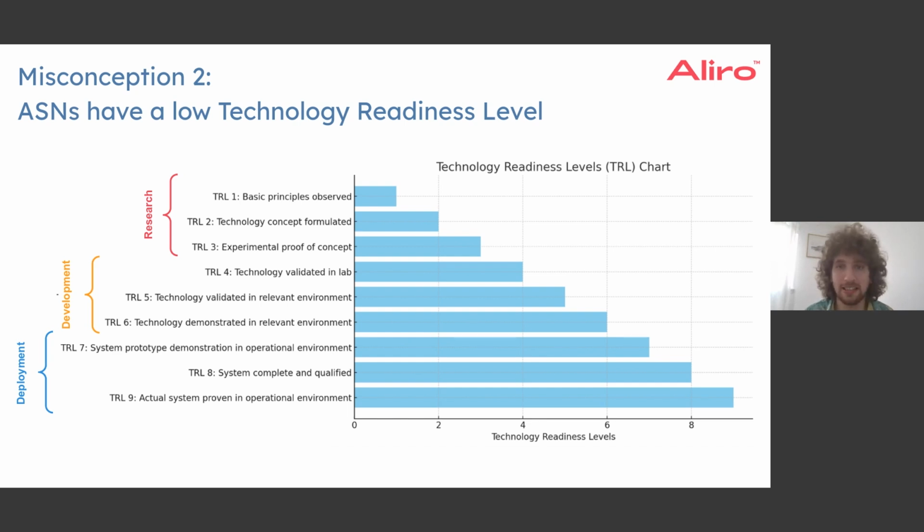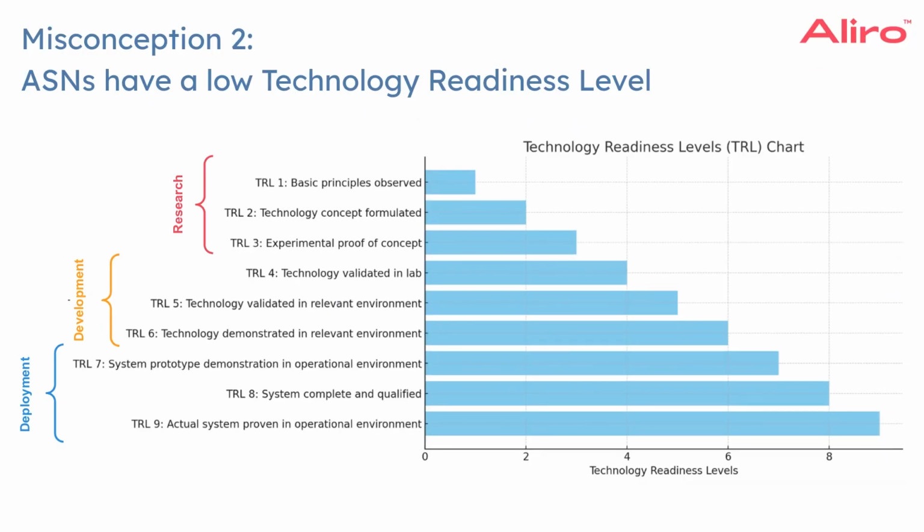TRL 2, Technology Concept Formulated. The technology's basic principles are expanded into broader research ideas. In this stage, potential applications are identified, and the technology concept is formulated, but it remains speculative without proof or detailed analysis.